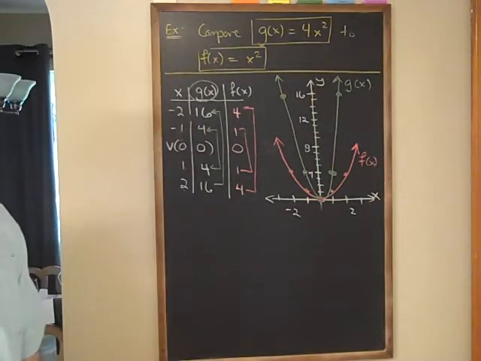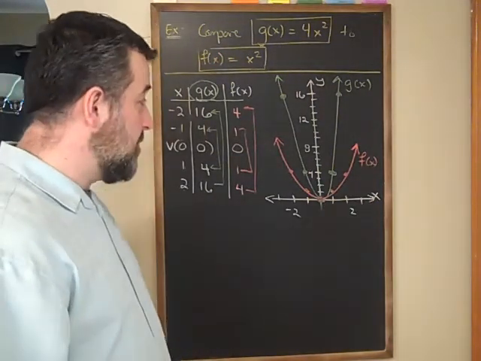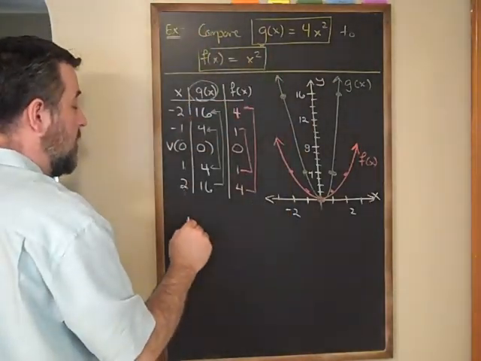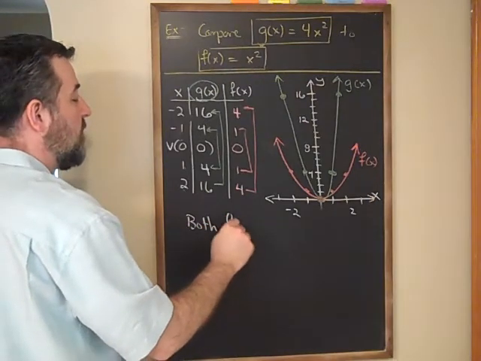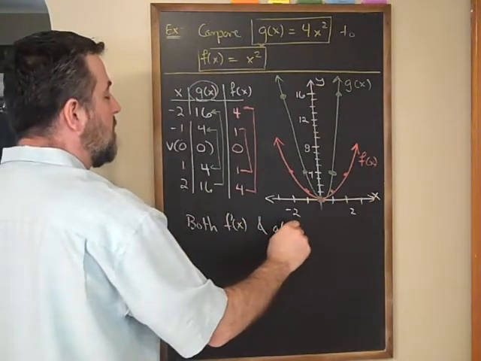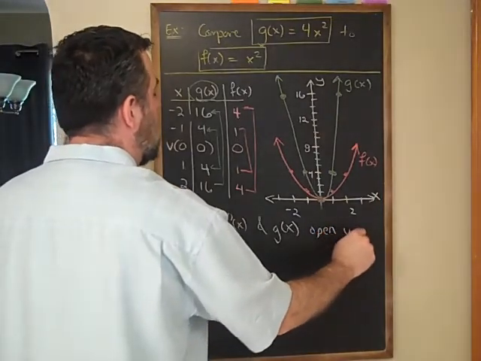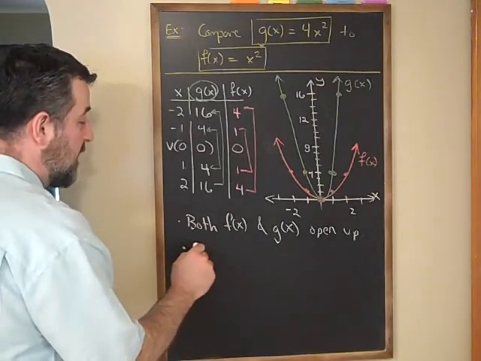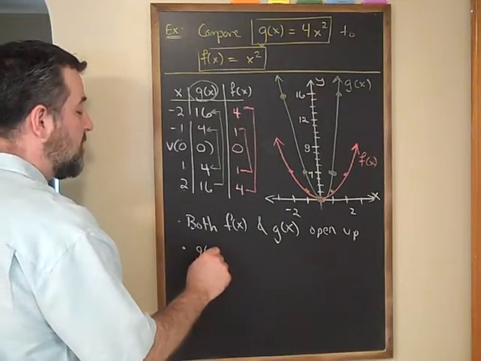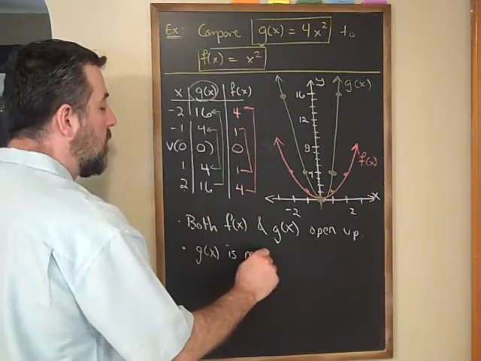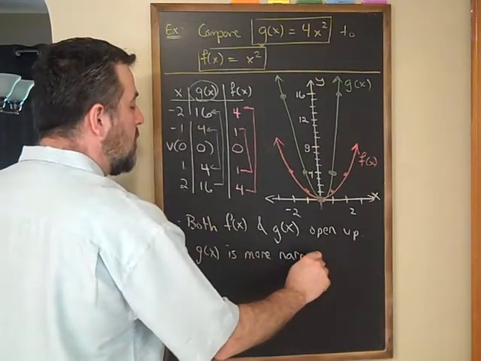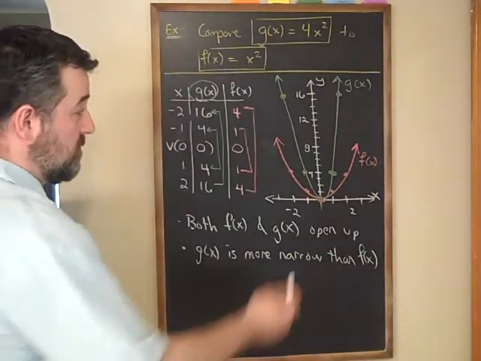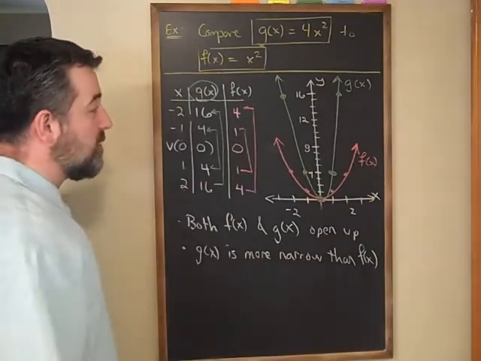So now what we can do is visually compare them. What I think you would say, first and foremost, is both open up. Both f and g open up. I think the next thing you might say is about the shape. I would say that g of x is more narrow than f of x. Wouldn't you? It's a much skinnier parabola.